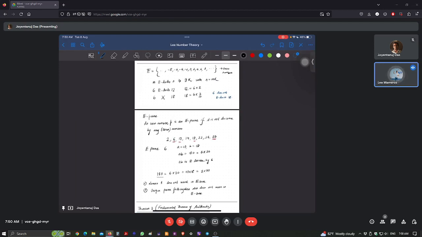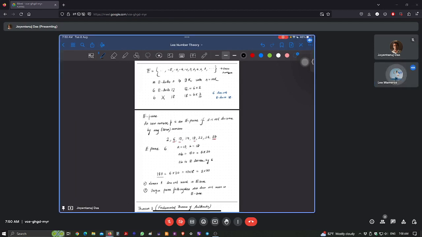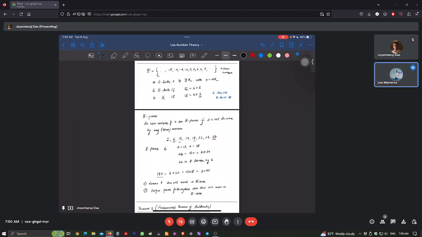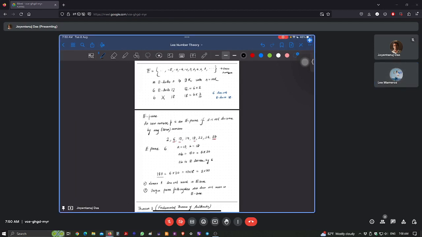An even number P is an E prime if it is not divisible by an even number. Yeah, because the divisor of 18 and 6 is not an E number, right? 18 is not divisible by 6. That's why 18 and 6 are E primes, right? Yes, 18 and 6 are E primes.